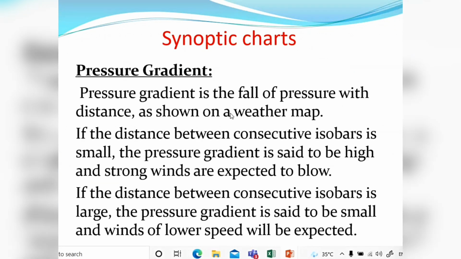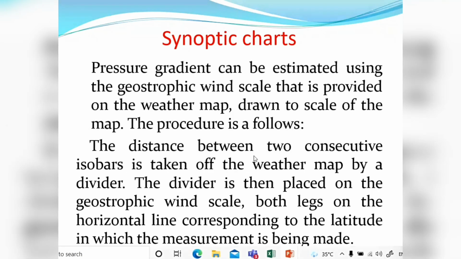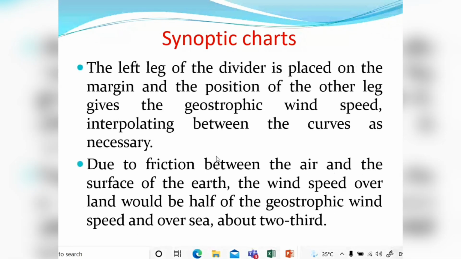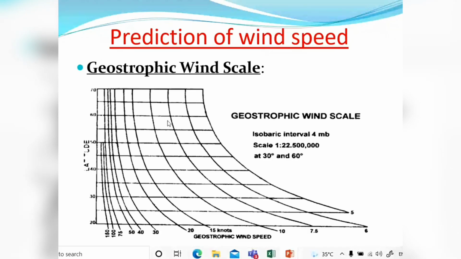Pressure gradient, of course, we have all studied the fall of pressure with distance. If the distance between consecutive isobars is small, the pressure gradient is said to be high, with strong winds. If the distance between the isobars is large, the pressure gradient is said to be small, and winds of low speed are expected. So this is a very basic thing, nothing to remember, it's very common. Pressure gradient can be estimated using the geostrophic wind scale also. We have also seen how to calculate the wind speed with the divider from the chart, using this geostrophic wind scale. We understand how to work that out.